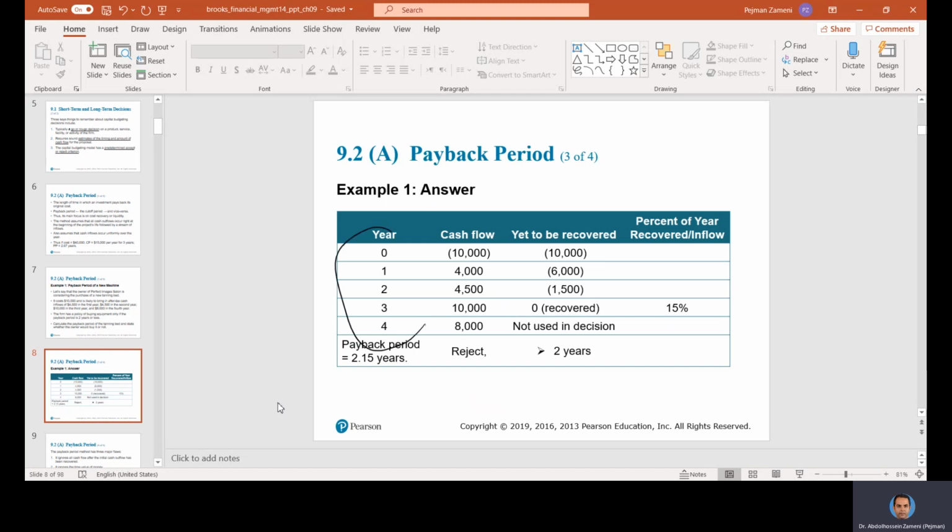See here all the years, and here are the cash flows. This one shows the cash outflow. Here are the income or the cash inflow. And then see, in the first year we earn 4,000. In the second year we earn 4,500. When we add these two, it is 8,500, which is less than the initial outlay. Then we reject this project. That's simple.